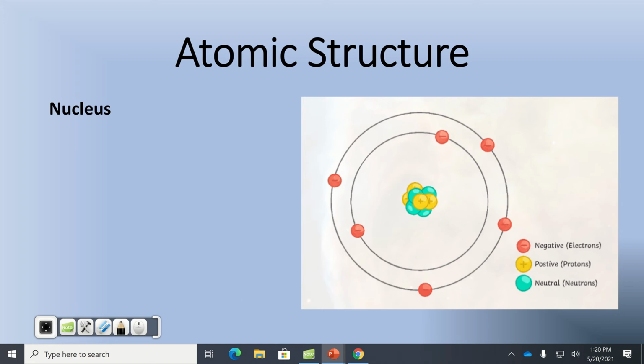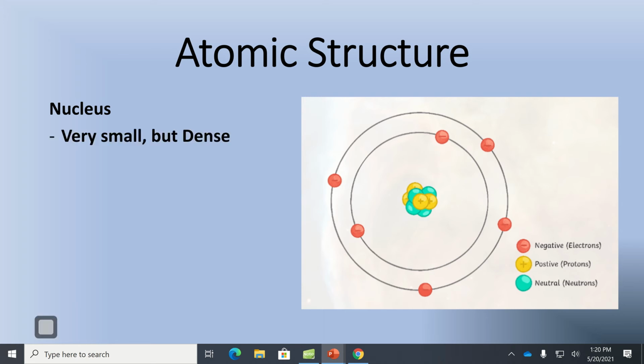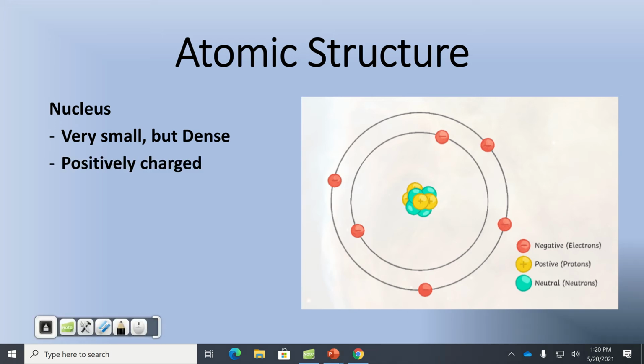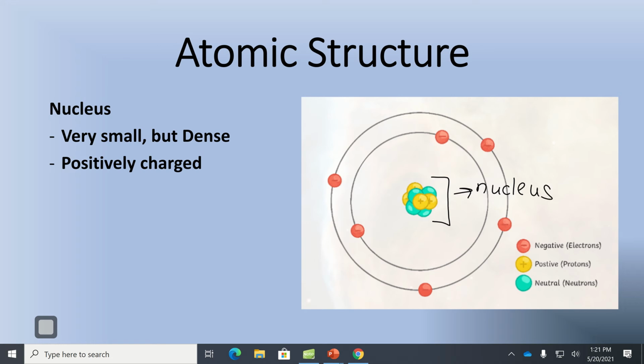So, what are the different parts of the atom? Okay, we have the nucleus. All right, the nucleus is small but very, very dense, and we're going to learn that it is positively charged. So, the nucleus is the part inside here. Okay, it is the center, what we would consider to be the center of the atom itself, but it is very, very tiny. It's actually very difficult for us to interact with the nucleus itself, because it is surrounded by those electrons.